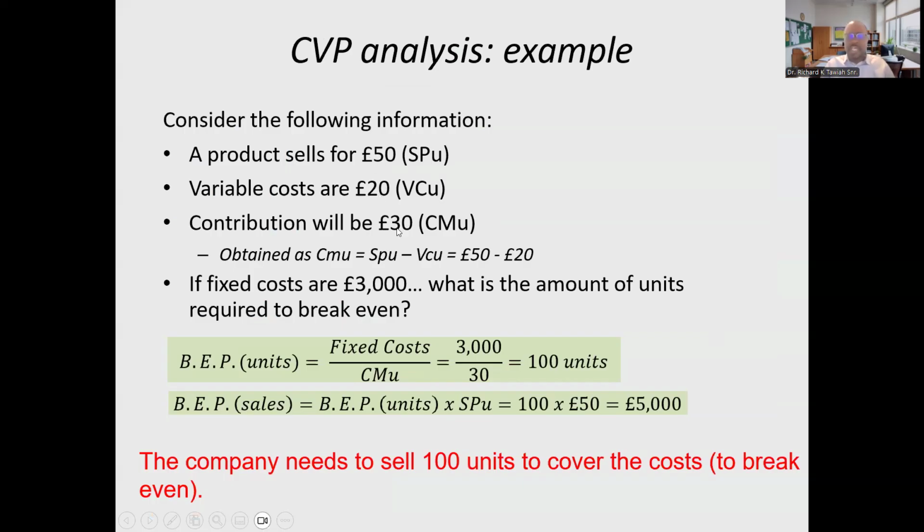50 minus 20 gives us 30. That's the contribution per unit. If fixed costs are 3,000, the question is how many units can I sell so that I can take care of these 3,000? That's why we use the word contribution.